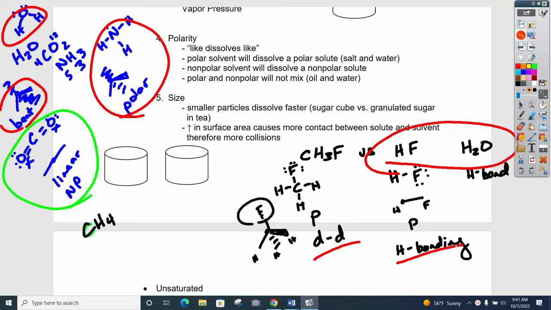So in order to determine solubility based on polarity, draw out your molecules, figure out your shapes, and then also think about those IMFs if you're given two that are both polar or both nonpolar. Go back to what we did with attractions between molecules. Stronger attraction between molecules, we say it's more soluble.